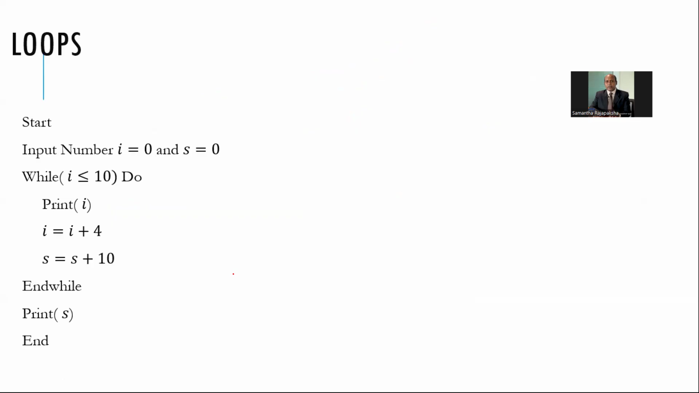This is another example where we have the while loop. First, we want to write the flowchart for this. So I'll give you a few minutes. Can you draw the flowchart and get the output of this loop?